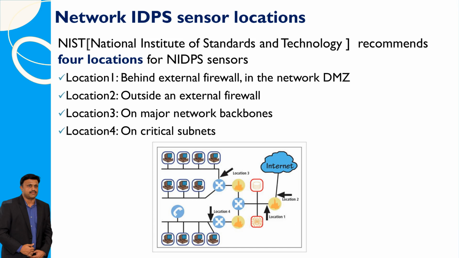National Institute of Standards and Technology recommends 4 locations for network intrusion detection and prevention system sensors: behind the external firewall in the network DMZ, outside an external firewall, on major network backbones, and on critical subnets.